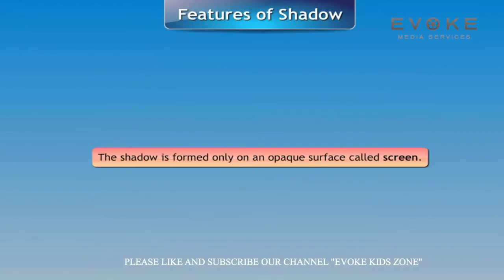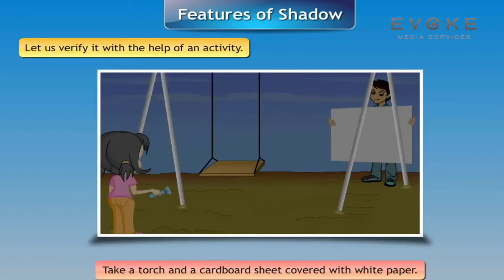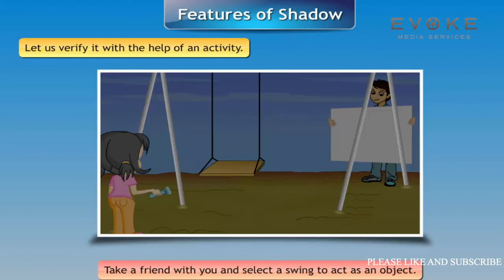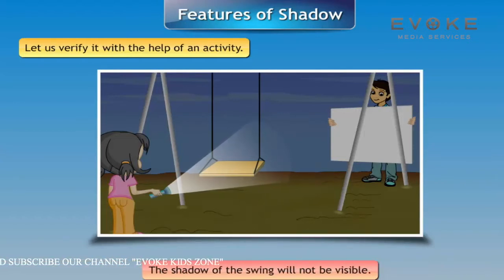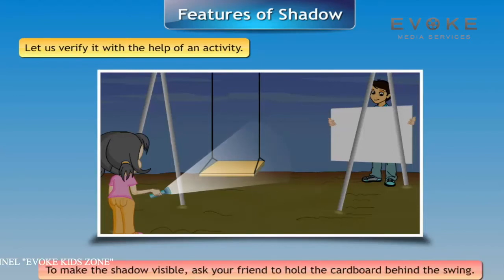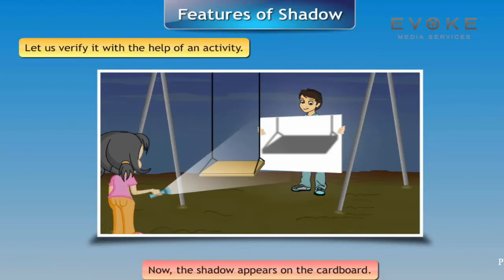The shadow is formed only on an opaque surface called screen. Let us verify it with the help of an activity. Take a torch and a cardboard sheet covered with white paper. Take a friend with you and select a swing to act as an object. Use the torch so that the light falls on the swing from one side. The shadow of the swing will not be visible. To make the shadow visible, ask your friend to hold the cardboard behind the swing. Now, the shadow appears on the cardboard.